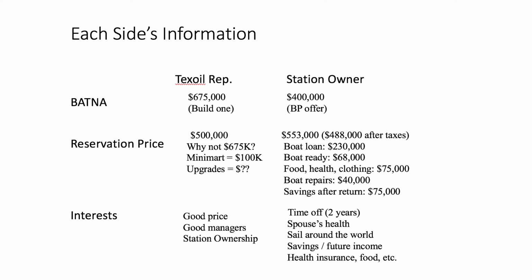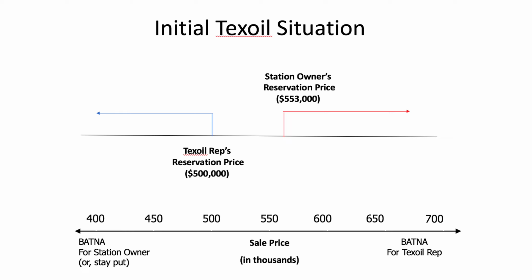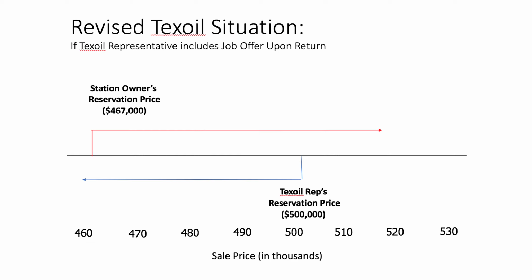So this is a difficult negotiation because the ZOPA doesn't exist here if you just look at the numbers. There's very little ZOPA. It's actually a non-existent ZOPA. You're only able to find the ZOPA if you put something else into the deal. If you put something into the deal, such as, in this particular slide, I've added the job offer upon return.